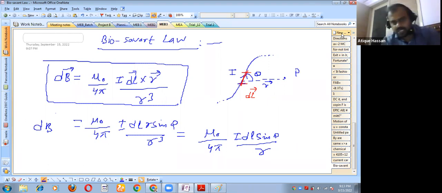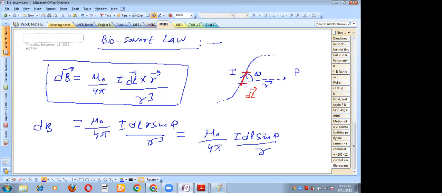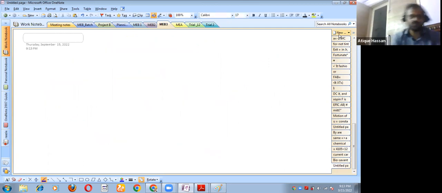So anyone having any doubt in this formula? I think all of you know this formula. Theta is the angle between I dl and R. When theta is 0 degree, magnetic field will be 0. When theta is 90 degrees, magnetic field will be maximum. So all of you understood this formula and how to use this one? Yes, sir. All right.